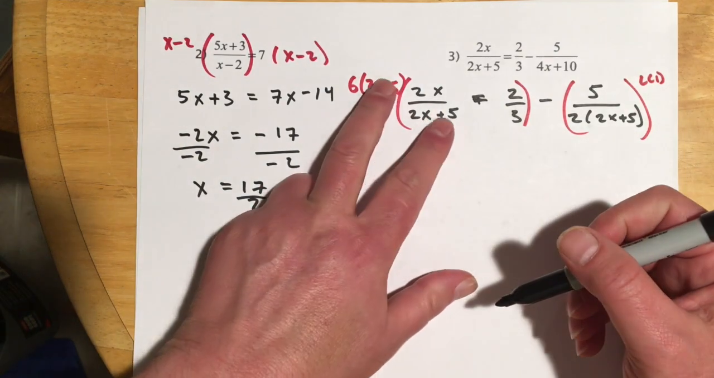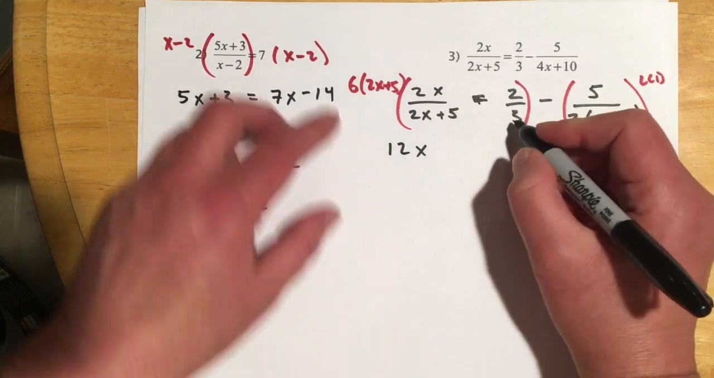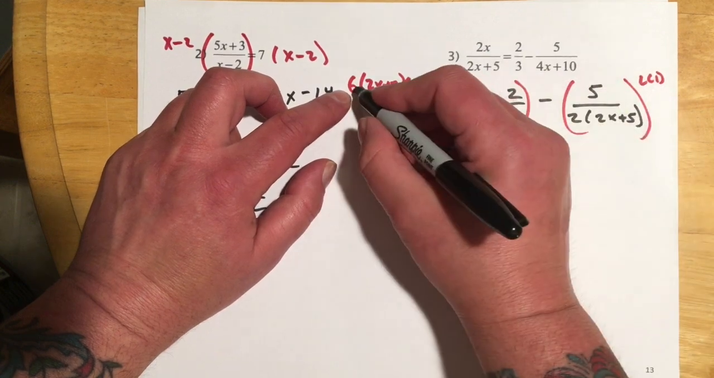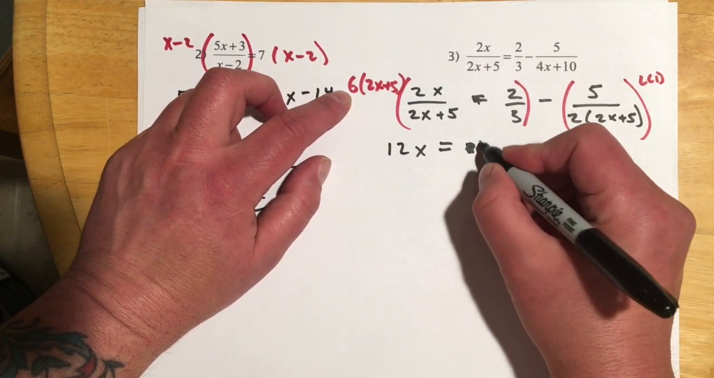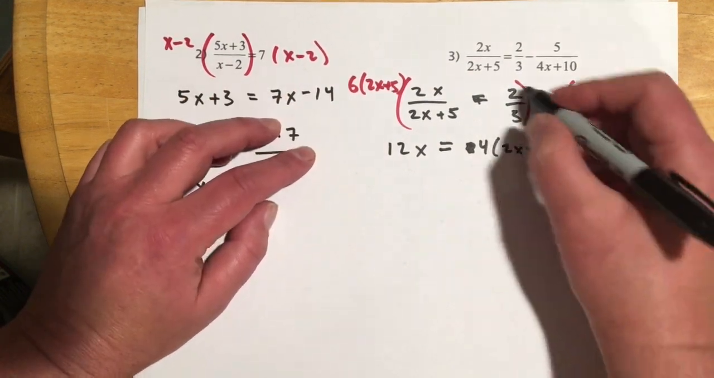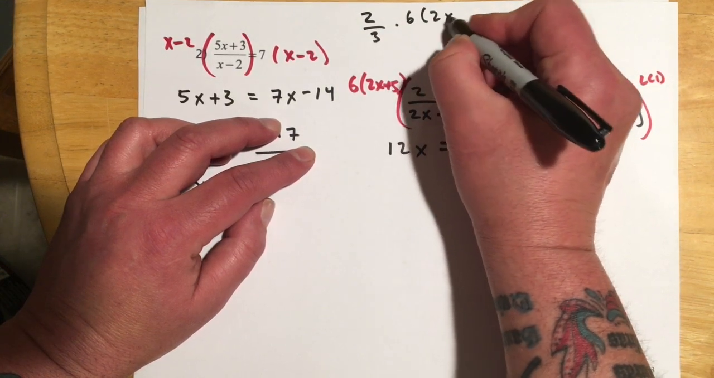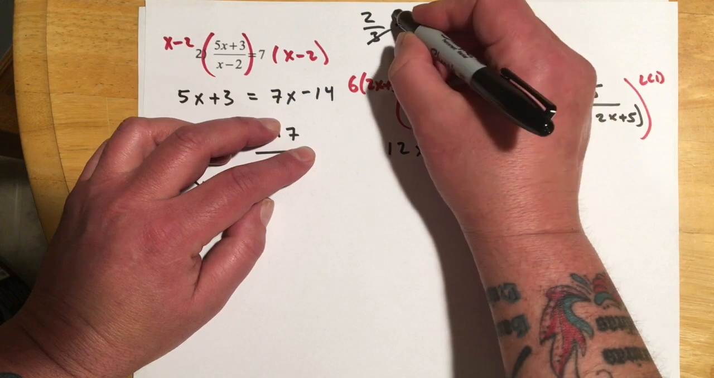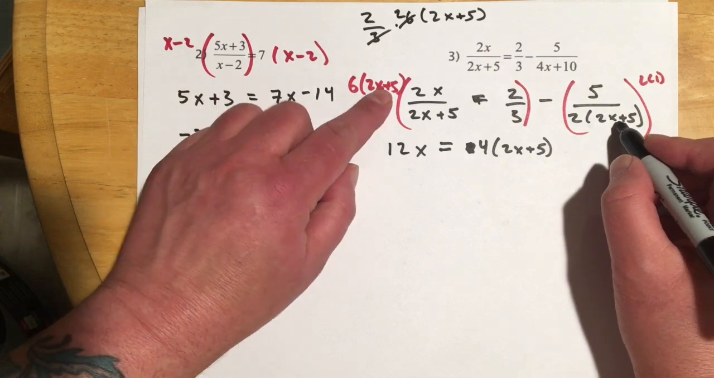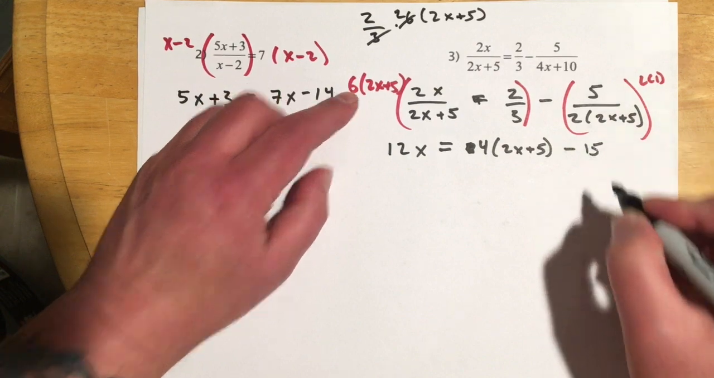So on this side, the 2x plus 5's cancel, and I have 6 times 2x, so that'll make 12x. Here, 3 goes into 6 twice, and 2 times 2 is 4, and then times that 2x plus 5. I feel like I should write that. So it would be 2/3 times 6, 2x plus 5. And then what I'm doing is I'm saying this makes 2, and then 2 times 2 makes that 4. And then on this side, the 2x plus 5's cancel. 2 goes into 6 3 times, and then 3 times 5 is 15.